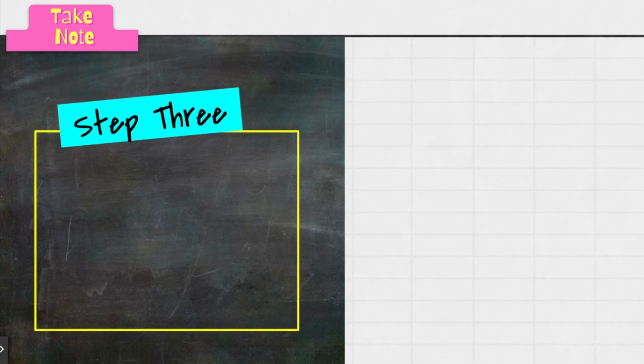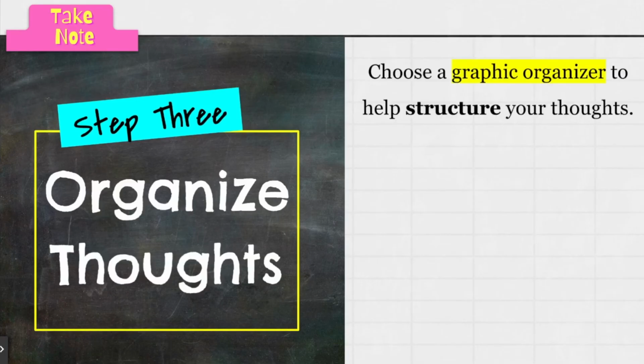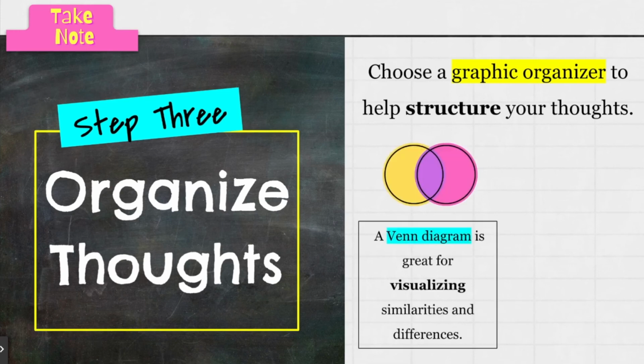Step 3. We're going to organize those thoughts. So you get to choose a graphic organizer to help you structure your thoughts. For comparing and contrasting, there's 2 natural graphic organizers that we can use. First is a Venn diagram, and this is great for visualizing the similarities and differences. So right here is where you will put the differences. That's beautiful. And then on the inside here is where you will put the similarities.